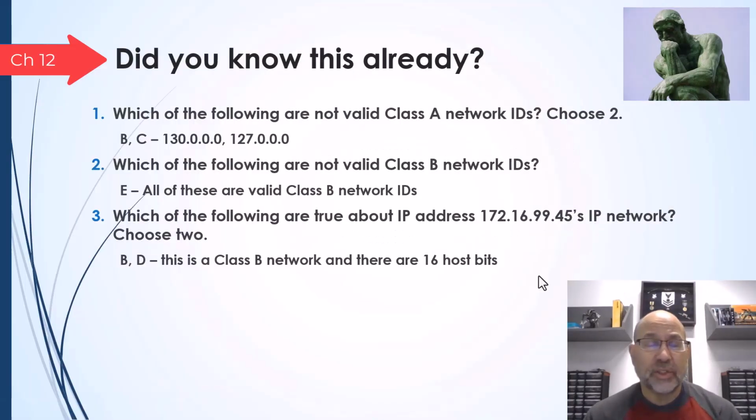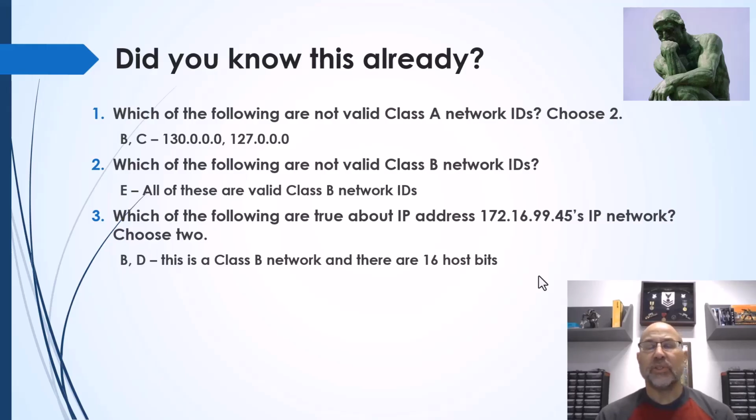Okay, did you know this already? Well, now we're really well equipped to answer these, but here we go. Which of the following are not valid Class A network IDs? Choose 2. Both B and C, 130 is not valid because that's in the Class B range, and 127 is loopback, so that's not valid either. Which of the following are not valid Class B network addresses? Well, E, all of the ones in the book, they're actually valid, so there's nothing wrong with any of them.